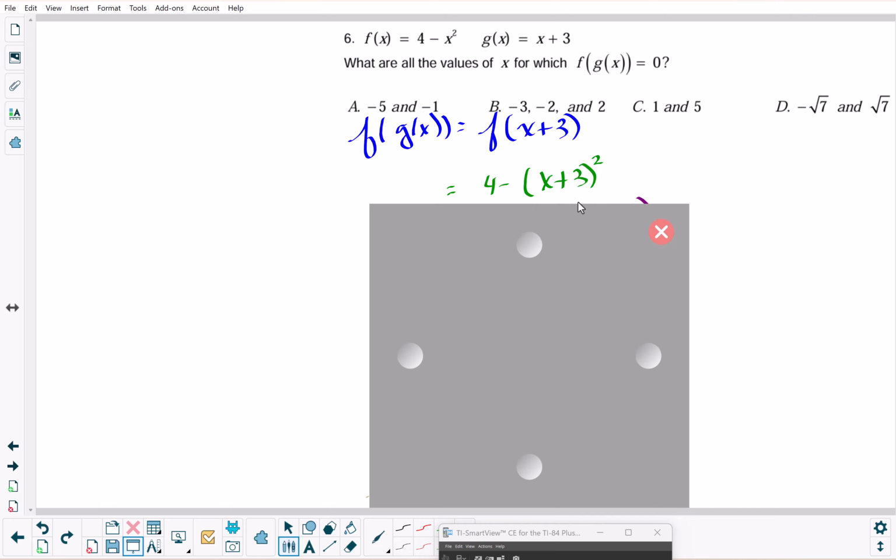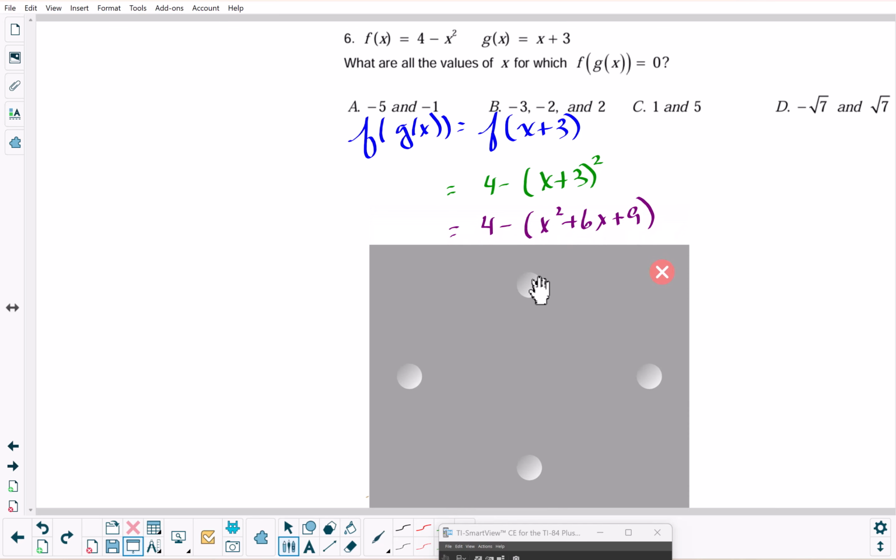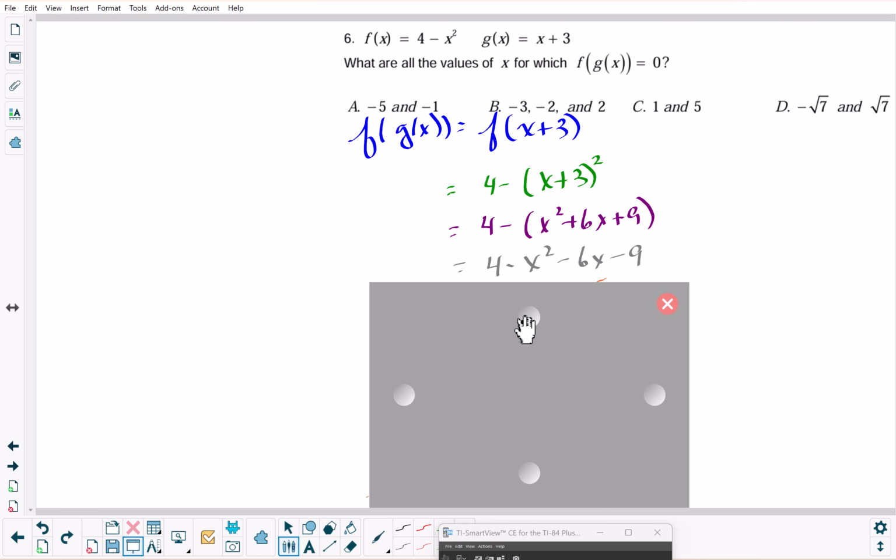What I need to do is square that binomial. And when I do that, I'll get x squared plus 6x plus 9, but that's in parentheses with a minus sign in front. So distributing the minus sign and collecting similar terms, we're here. Again, you may want to pause the video at this point to catch up.